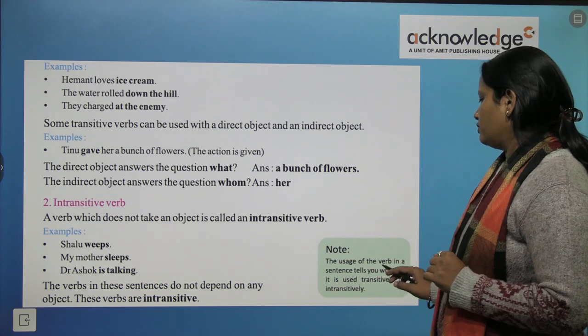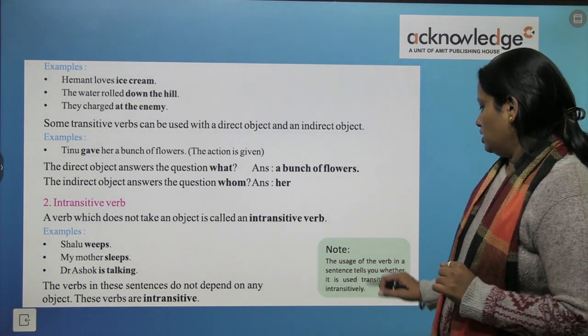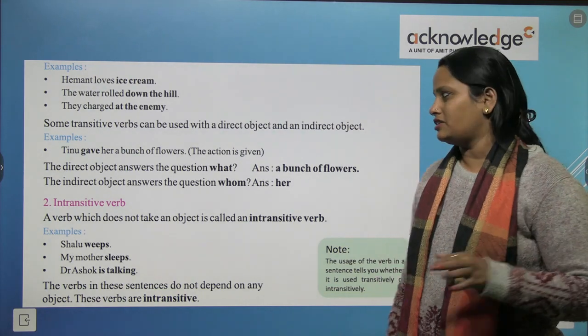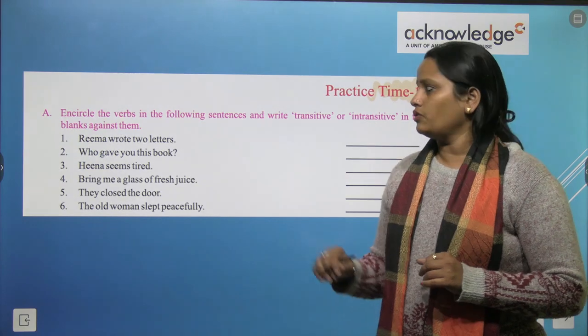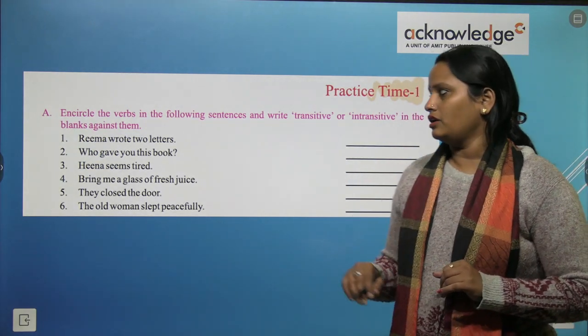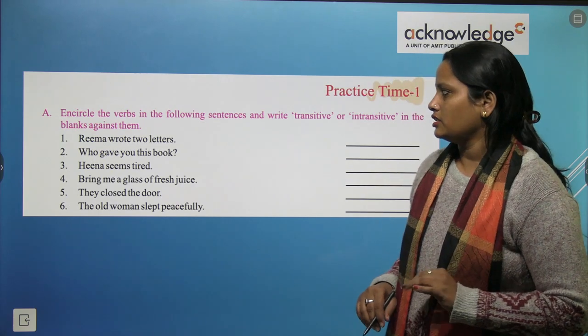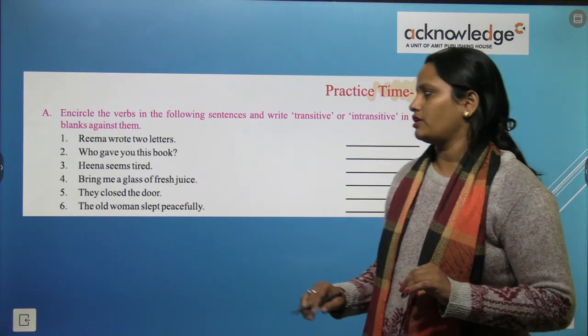The use of the verb in the sentence tells us whether it is used transitively or intransitively. Now encircle the verbs in the following sentences and write transitive or intransitive in the blanks against them. So we have to underline the verb and say whether it is transitive or intransitive.